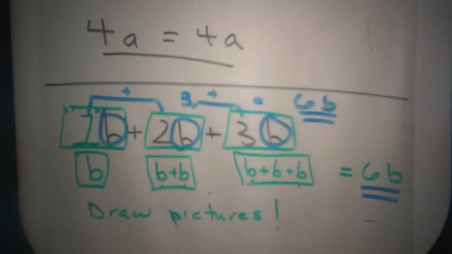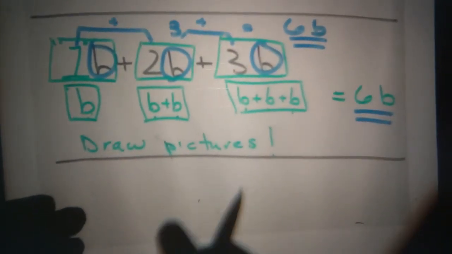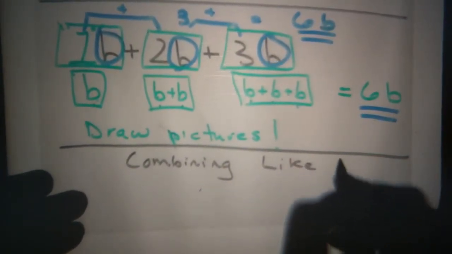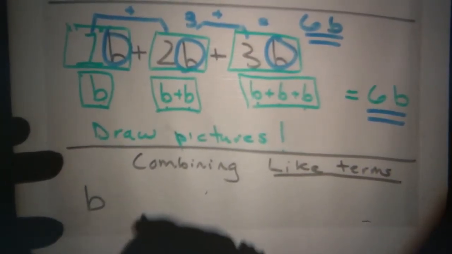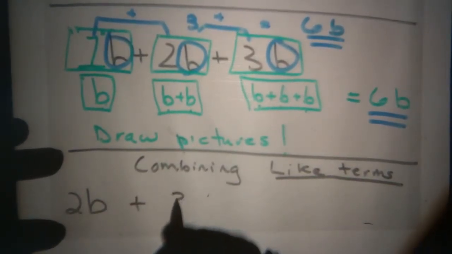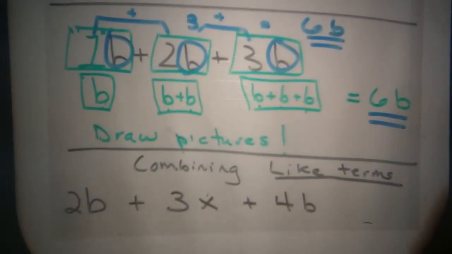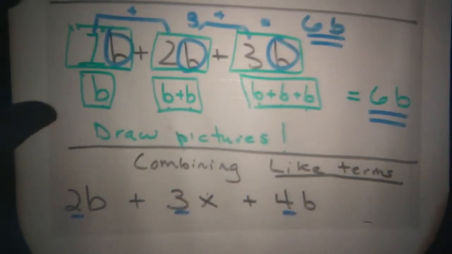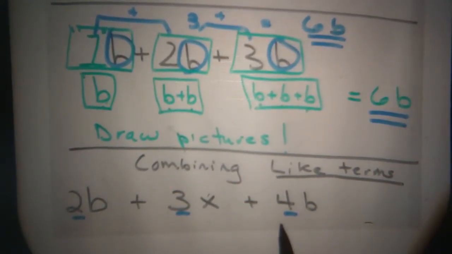Alright, what if I had something like this? Again, thinking about combining like terms. If I had 2b plus 3x plus 4b. Now combining like terms. They each have a coefficient. That's cool. Alright. They each have a variable. I have a b, an x, and a b. Uh-oh. I see something different here. I see an x here.